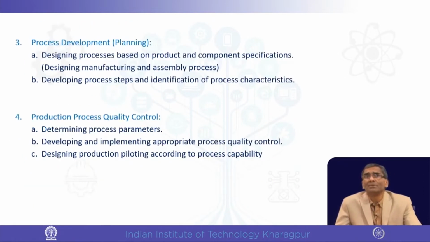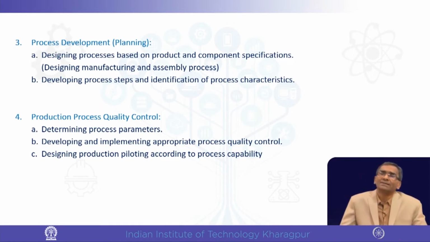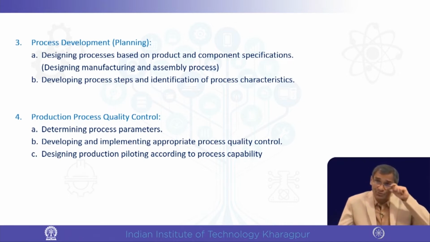Then the third phase, process development or planning phase: designing processes based on product and component specifications. So, according to the specification, suppose this specification is saying the upper limit of a dimension. As you already have heard something called tolerance, and in the tolerance the upper limit and lower limit, suppose they are very close or rather tight, then we will have to use a process or a machine or a system which can provide for such close tolerances.